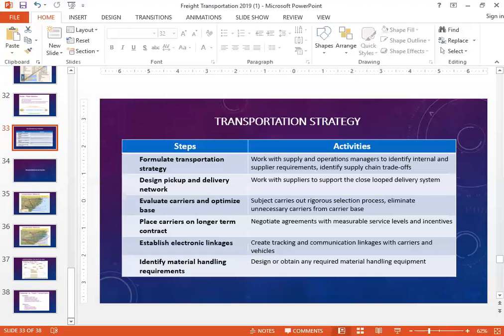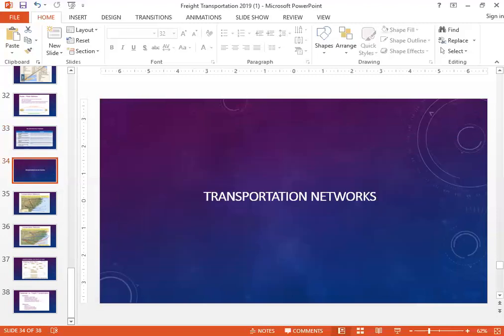And you should identify material handling requirements. So if there are certain goods that are fragile, they need to be explicitly labeled and the suppliers need to know about them. So you need to categorize them separately. So these are just some steps that need to be taken in order to build a transportation strategy.